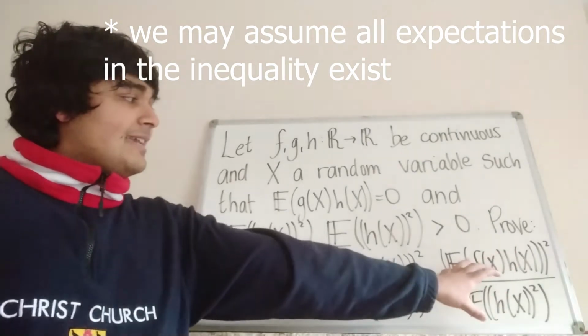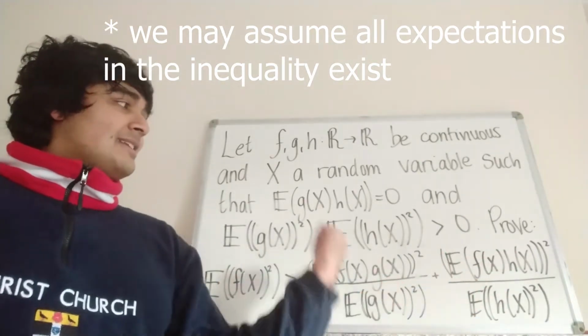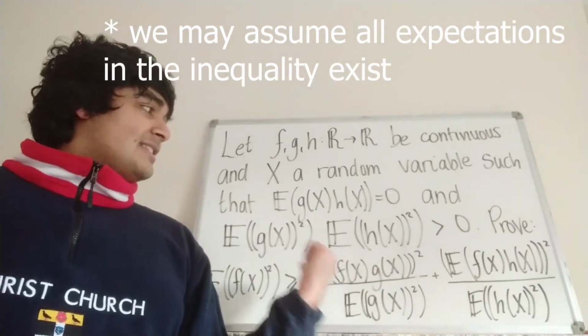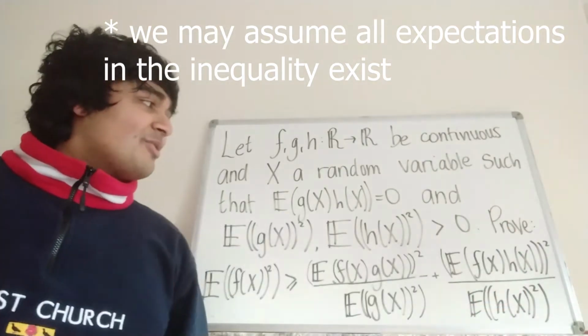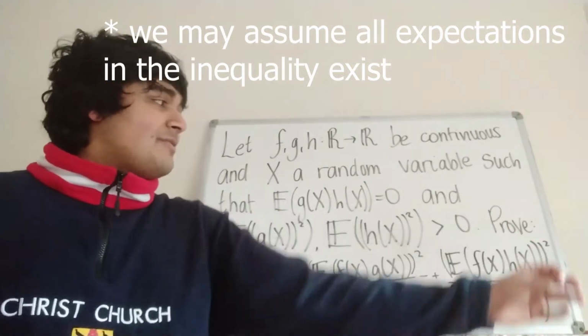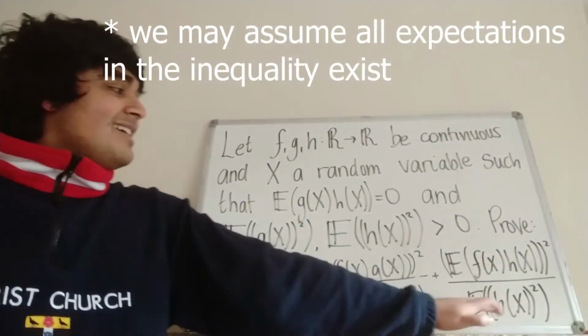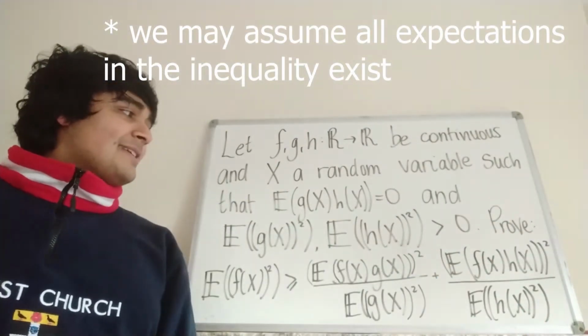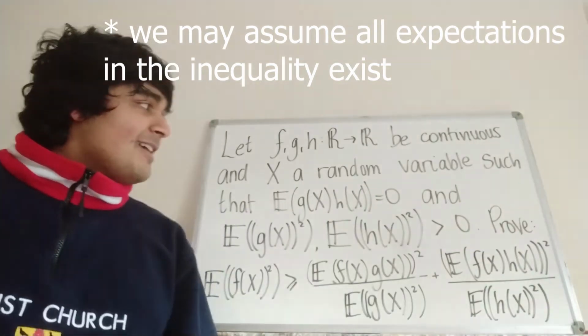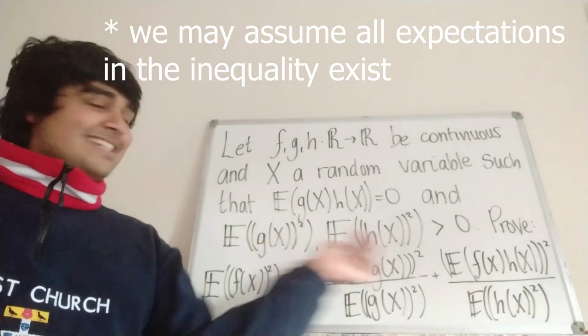The second fraction is the exact same thing as the first, except with the g's replaced with h's. So here we've got the expected value of f(X) times h(X), then that expectation all squared, and on the denominator we've got the expected value of h(X) squared. So we want to prove that this inequality holds.